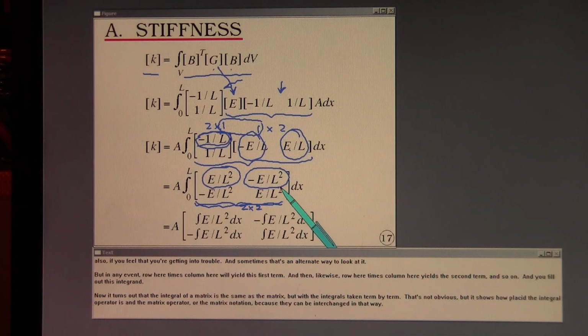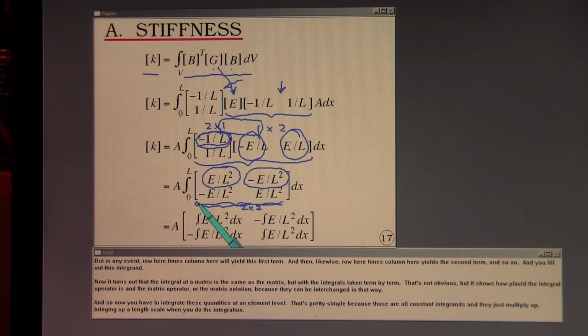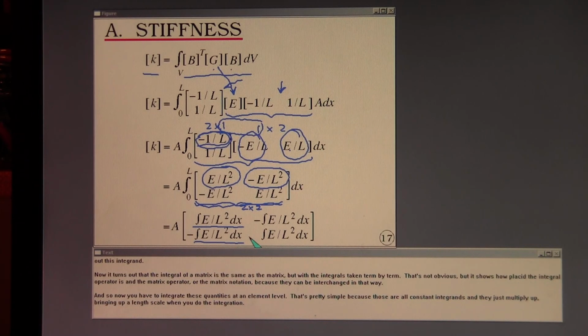Now, it turns out that the integral of a matrix is the same as the matrix with the integrals taken term by term. That's not obvious, but it shows how placid the integral operator is and the matrix notation, because they can be interchanged in that way. And so now you have to integrate these quantities at an element level. That's pretty simple because those are all constant integrands, and they just multiply up, bringing up a length scale when you do the integration.